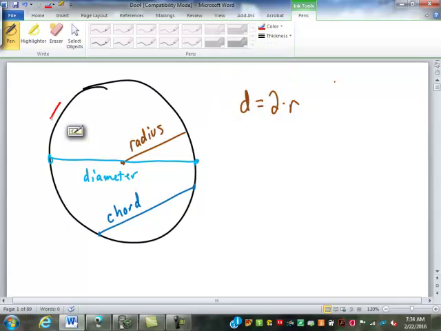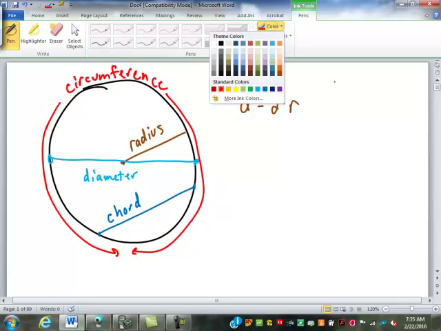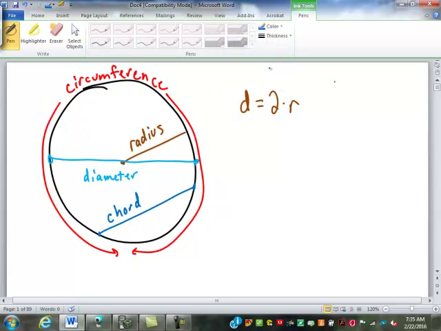Next, we have the distance around the circle, which is called the circumference. We can have a line or line segment that touches the edge of the circle like that, but doesn't enter the circle. It just touches the edge. And if I'd drawn this perfectly, it would touch in just a single point. That is called a tangent. Tangent means to touch.